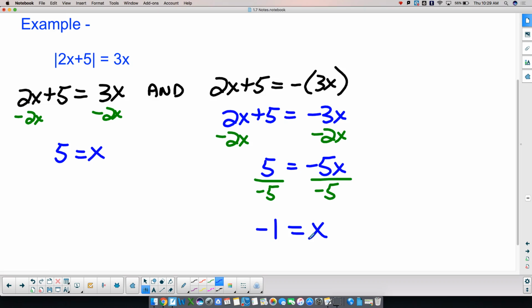And I get 5 and negative 1. Agree? Okay. Plug 5 back in. So 5 times 2 is 10, plus 5 is 15. The absolute value of 15 is 15. 3 times 5 is 15. 15 is equal to 15. So that one works for me.